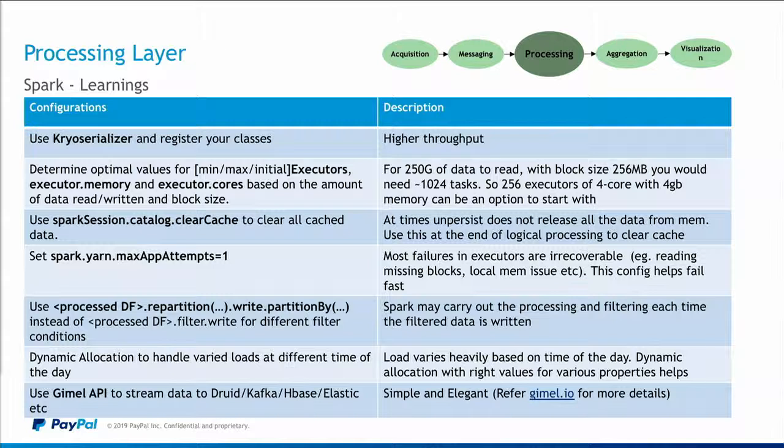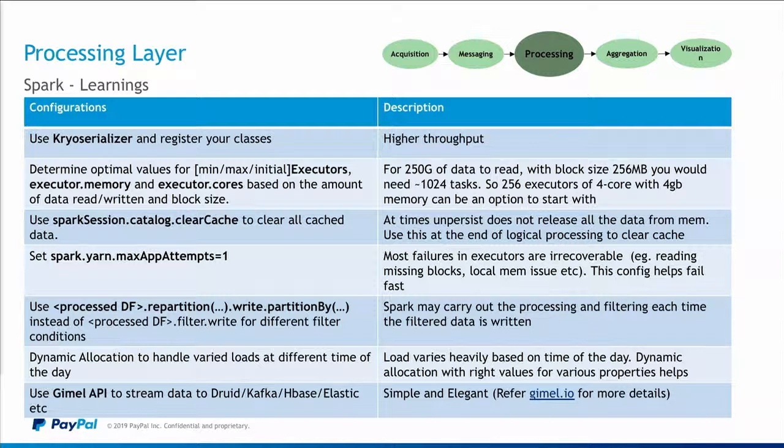We started off with a configuration of 256 executors, 4 core VMs, and 4 gigs of memory. You can start off with this, then start to tune it to reach an optimal point at which you will get a higher throughput.